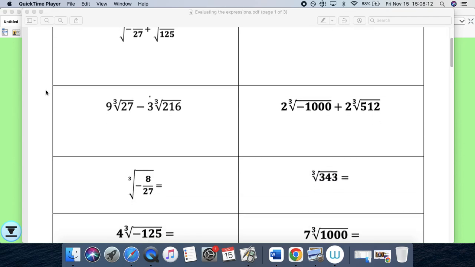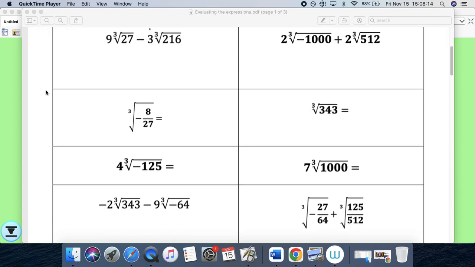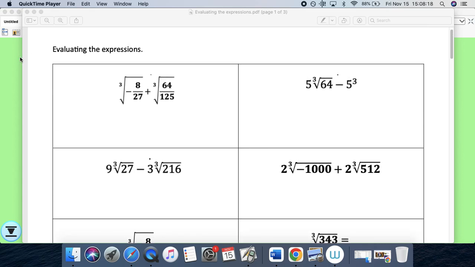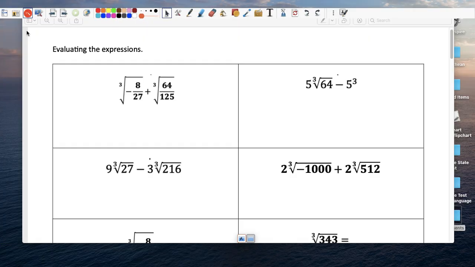This is pretty much just an exercise on evaluating expressions. None of it, I think, needs a calculator, to be honest with you. So let's get started. The first one is the cube root of negative 8 over 27.